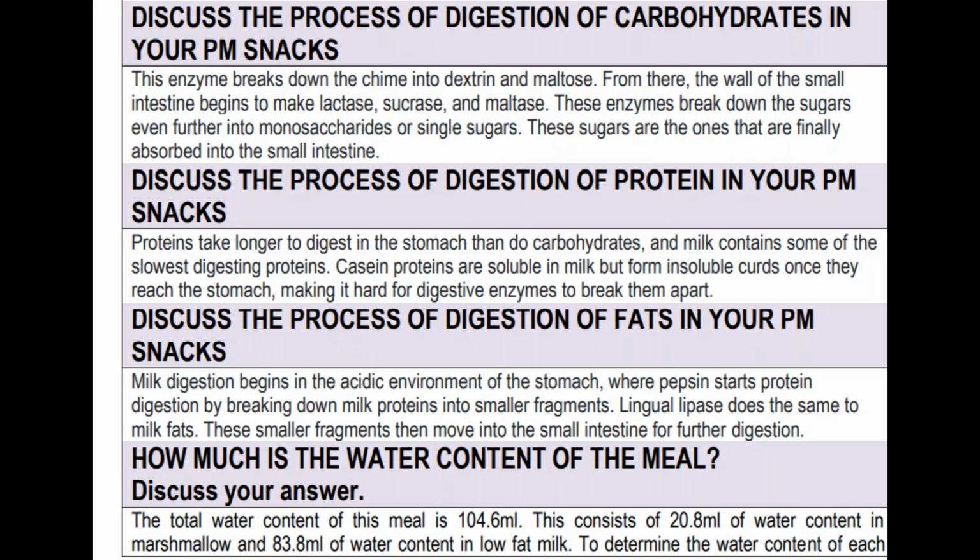So the total water content of this meal is 104.6 ml. This consists of 20.8 ml of water content in marshmallow and 83.8 ml of water content in low-fat milk.